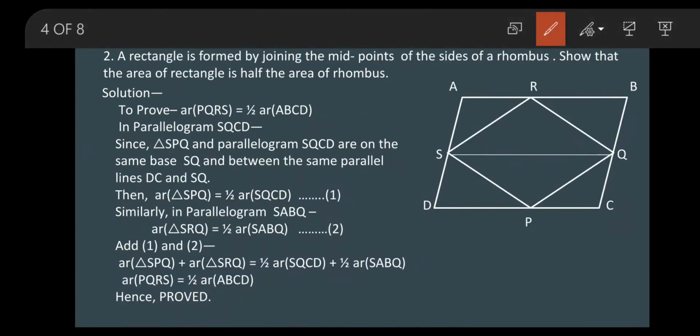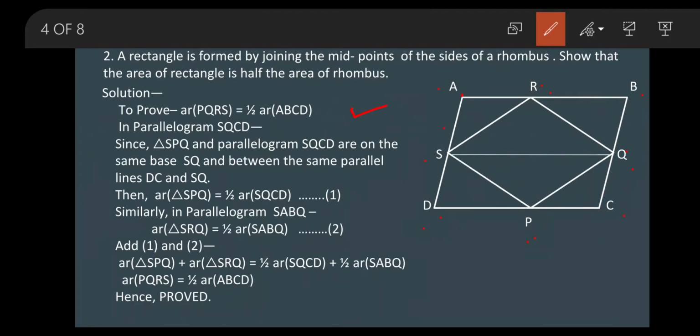Now the next question. A rectangle is formed by joining the midpoints of the sides of a rhombus. Show that the area of the rectangle is half of the area of the rhombus. Here we have rhombus ABCD, and P is the midpoint of CD, Q is the midpoint of BC, R is the midpoint of AB and S is the midpoint of AD. By joining these points we form a rectangle PQRS inside rhombus ABCD. We have to prove area of rectangle PQRS is equal to half of area of rhombus ABCD.